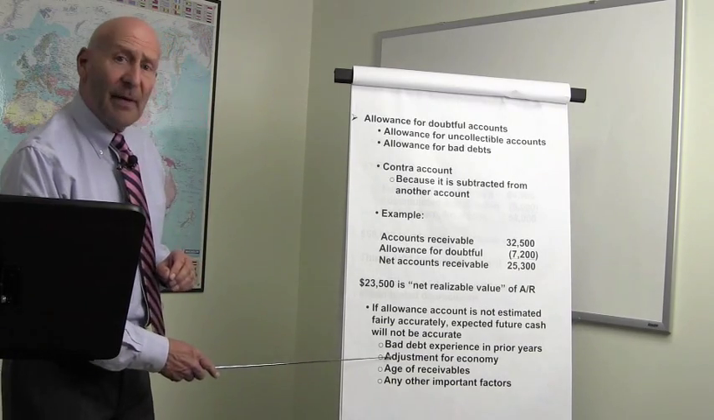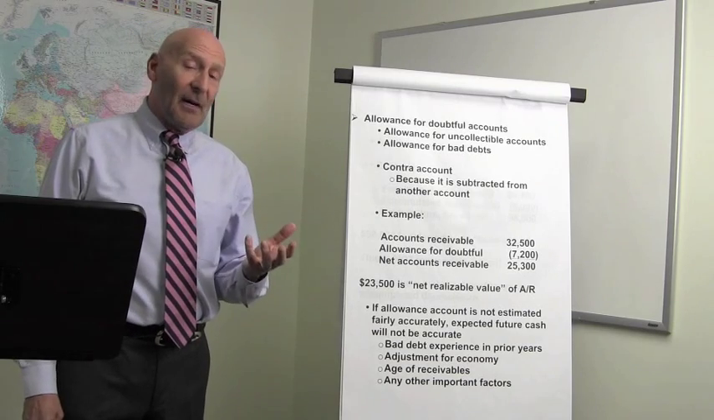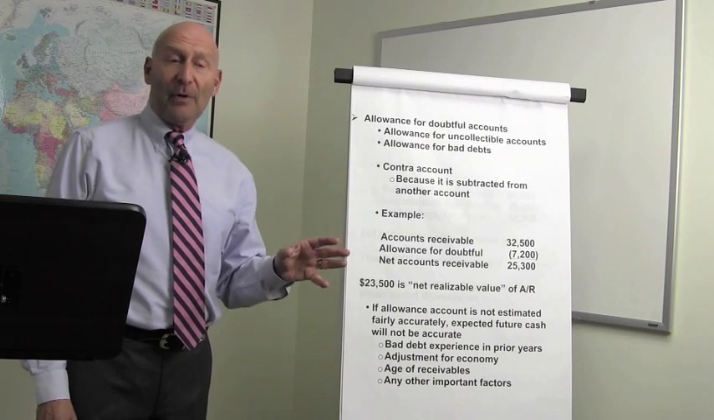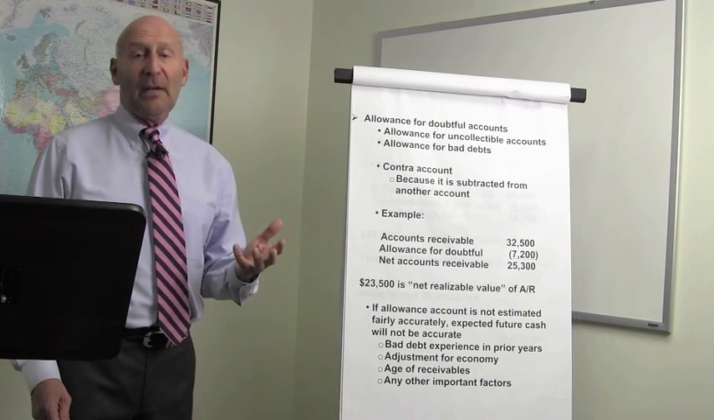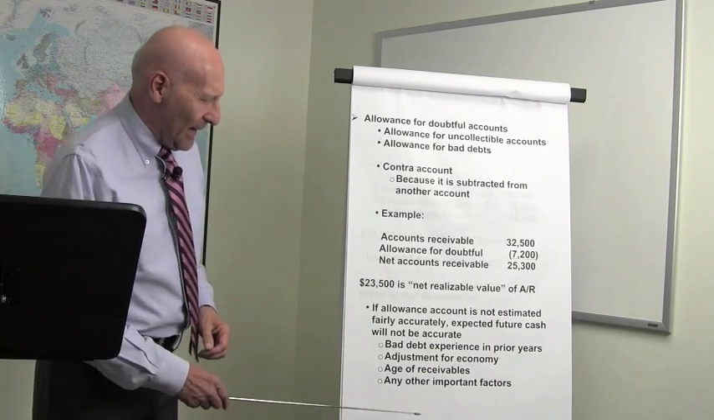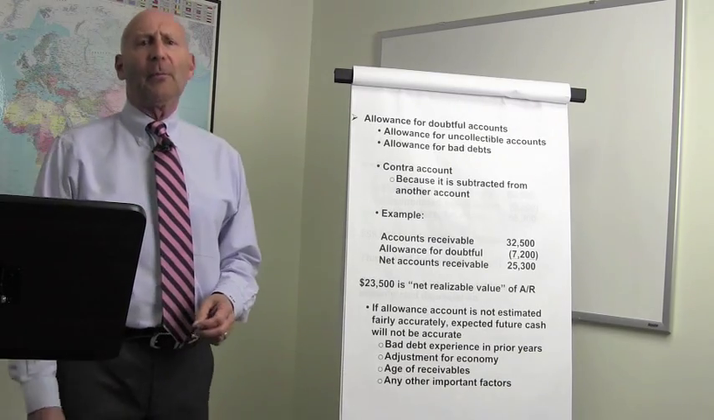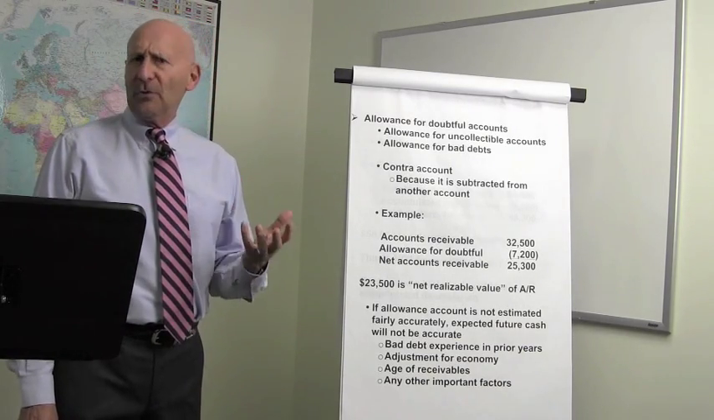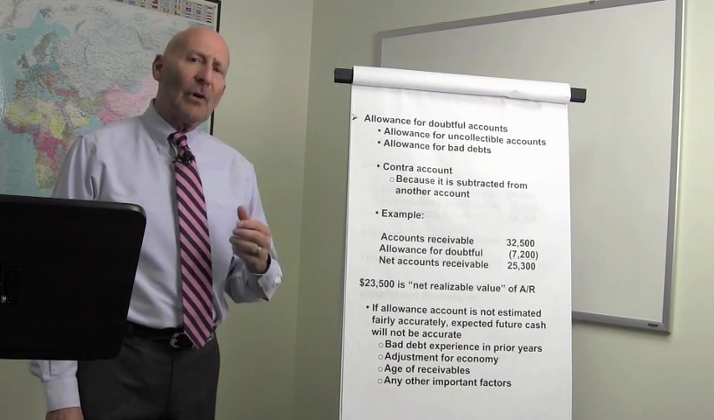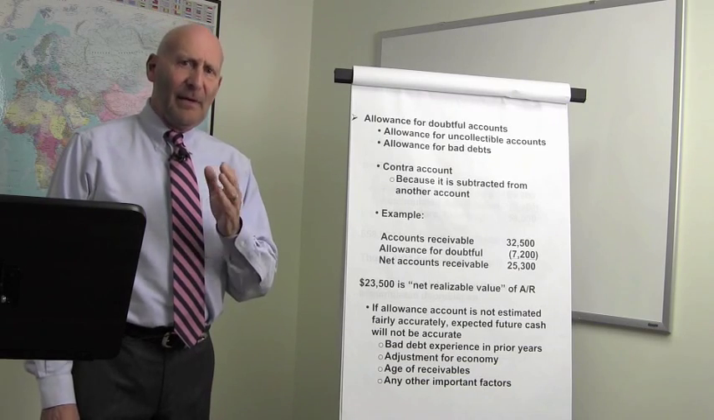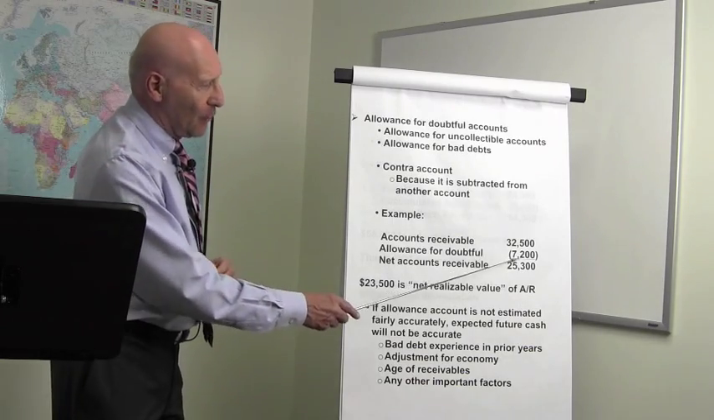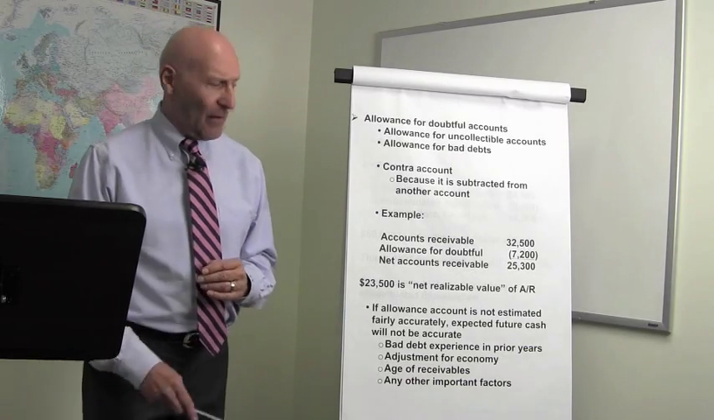But then we also have to make an adjustment for the economy. If the economy is faltering, we're probably going to have a higher bad debt than we've had in previous years. If the economy, however, is getting better, then we're probably going to have a little bit better experience collecting. Also, the age of the receivables makes a difference. In other words, are most of the receivables fairly current or within 30 days, or do we have a large portion of the receivables that might be 60 or 90 days past due? If that's the case, then we know that probably that figure is going to go higher.